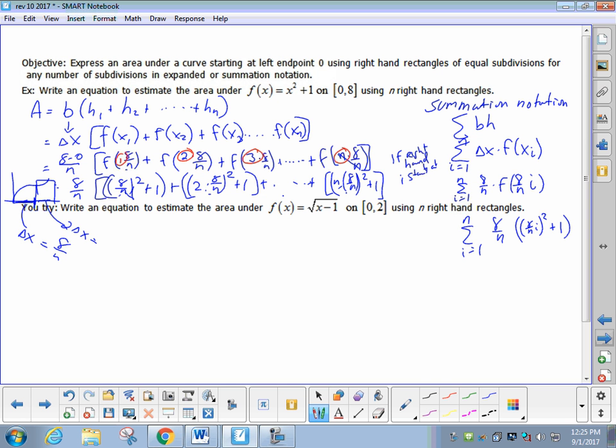So i is what rectangle you're on. This here would be f at the first x. This would be f at the second x. This would be f at the third x. So I need something to count what rectangle am I on. That's i. That can't be n because n is how many rectangles. It's not like n's going to change from 1 to 2 to 3. Once you say, hey, I'm using 4 rectangles, it's 4 rectangles. It can't be the first rectangle set.